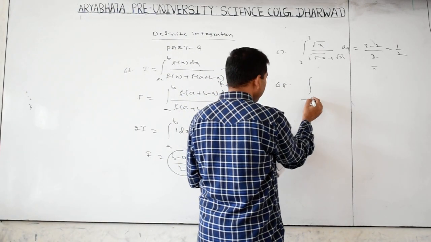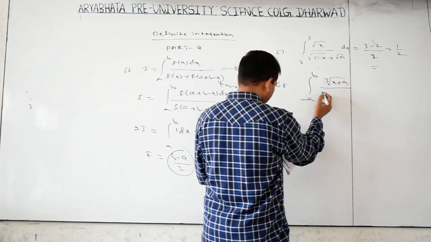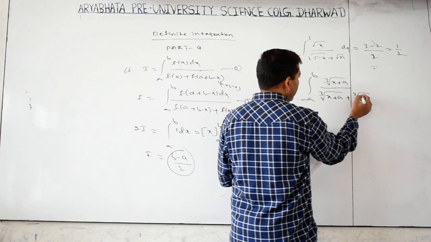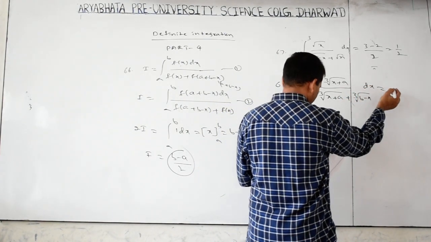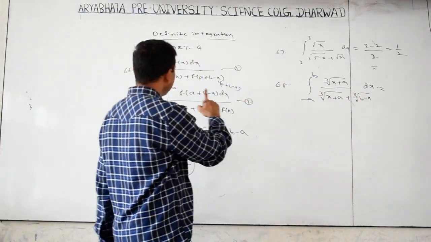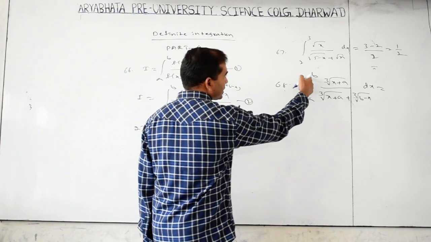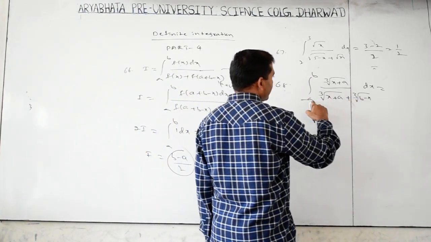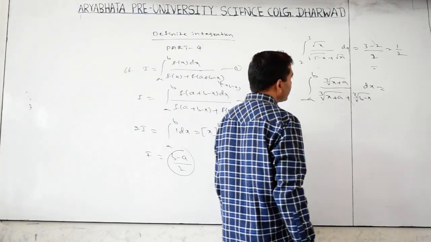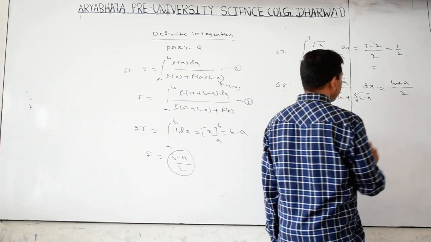68: integration minus a to b, cube root of x plus a, divided by cube root of x plus a plus cube root of b minus x dx. It is the same function; b minus a plus b minus x. Add here minus a plus b minus x; in place of x if you write, this is satisfied here. So what is the answer? Lower limit a plus b by 2, b plus a by 2.